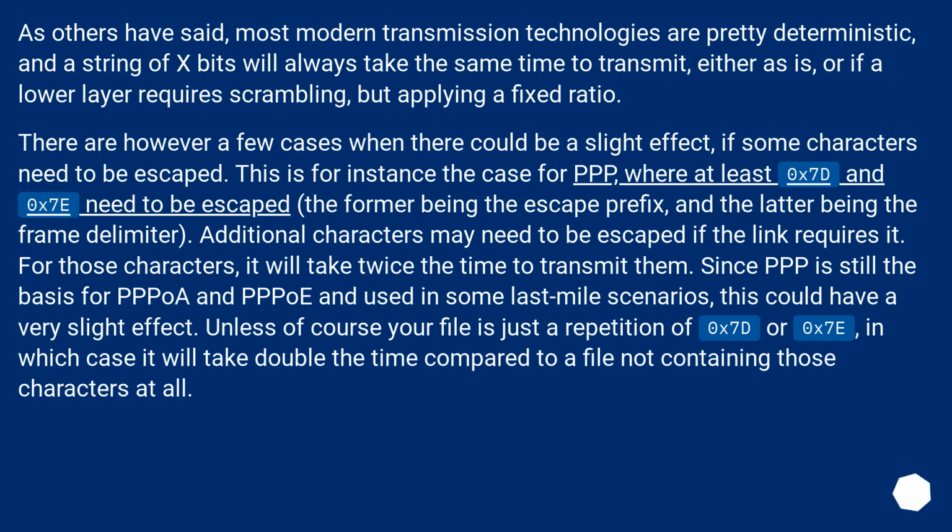As others have said, most modern transmission technologies are pretty deterministic, and a string of X bits will always take the same time to transmit, either as is, or if a lower layer requires scrambling, by applying a fixed ratio. There are however a few cases when there could be a slight effect, if some characters need to be escaped. This is for instance the case for PPP, where at least 0x7d and 0x7e need to be escaped, the former being the escape prefix, and the latter being the frame delimiter. Additional characters may need to be escaped if the link requires it. For those characters, it will take twice the time to transmit them.